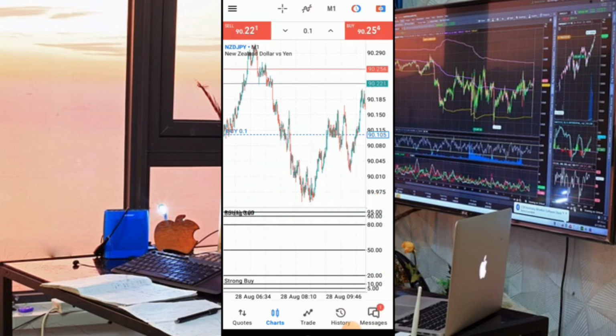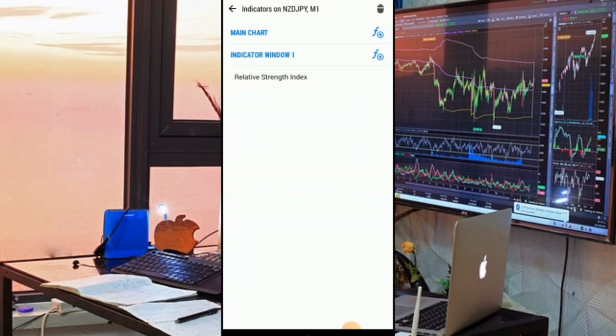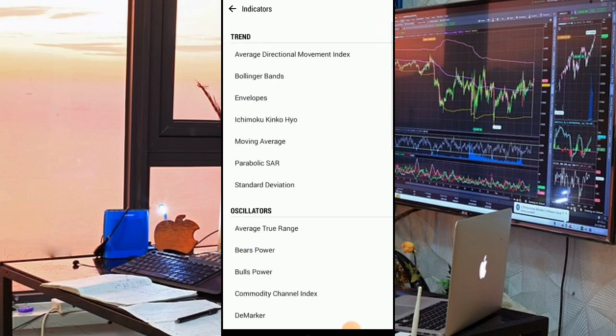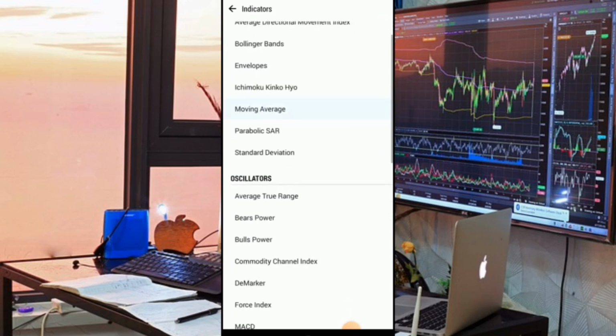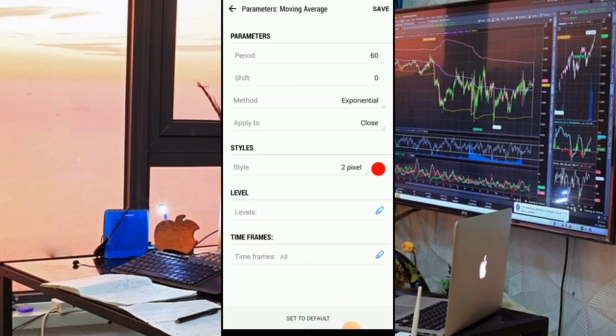Now what I'm going to do is add the moving average. Once again, we just go in on the indicators, but right now the difference is that we are not going to use the main chart. Now we're going to use the indicator window 1. You click the F function there, and then we look for moving average. As you can see, that is our moving average. Once again, make sure you put the settings as I have. For period, you put 60, shift 0, exponential, close, 2 pixel, and then you click save.